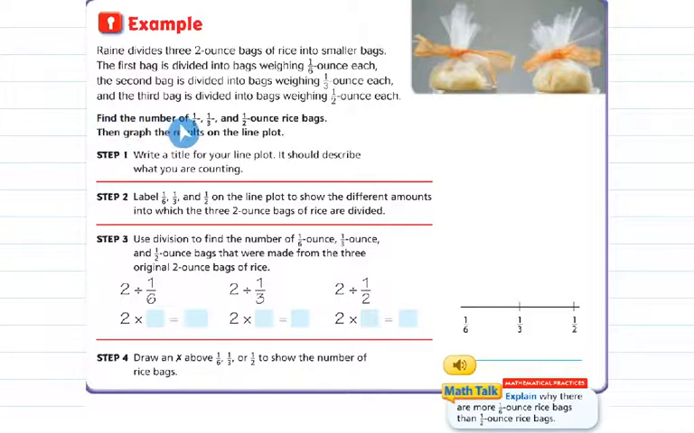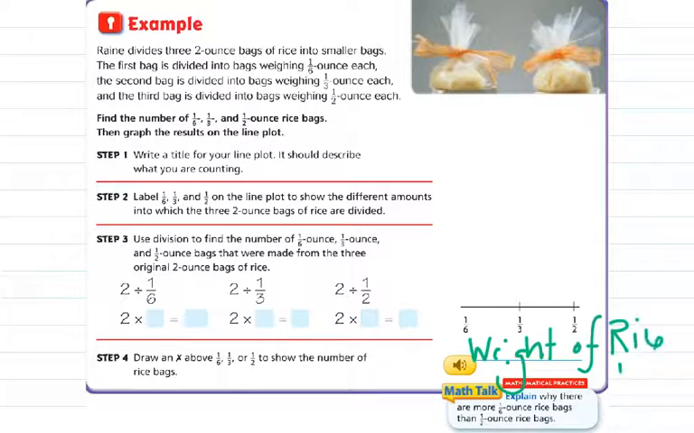It says, find the number of 1/6, 1/3, and 1/2 ounce rice bags. Then graph the results on the line plot. So step 1, it says write a title for your line plot. It should describe what you are counting for. So what we could say is that we are counting for the weight of rice bags in ounces.